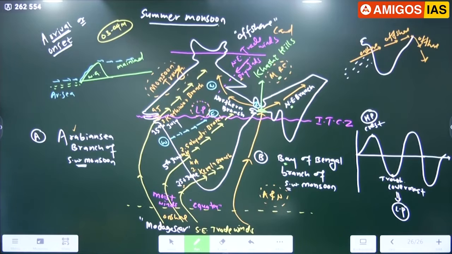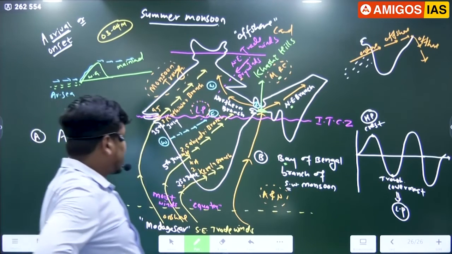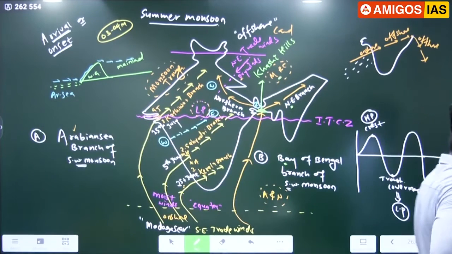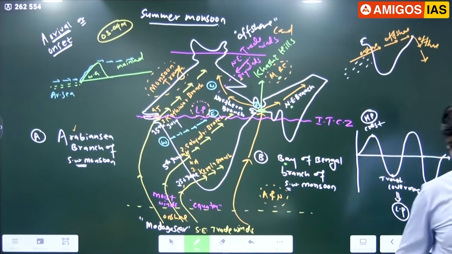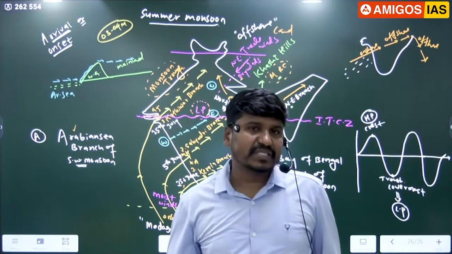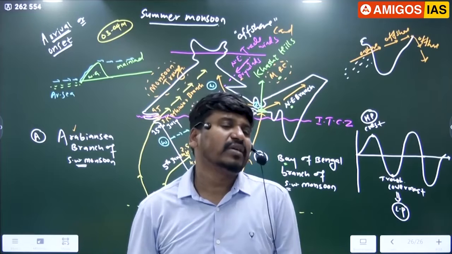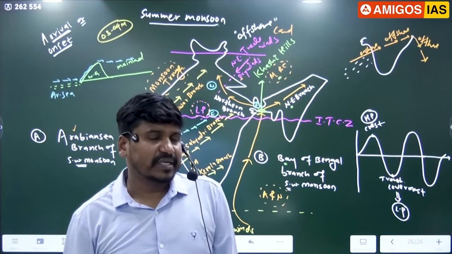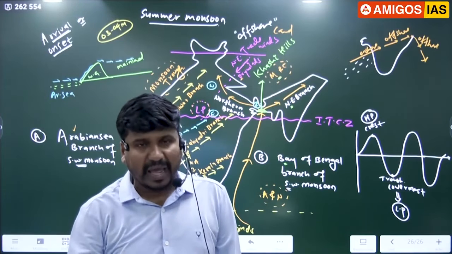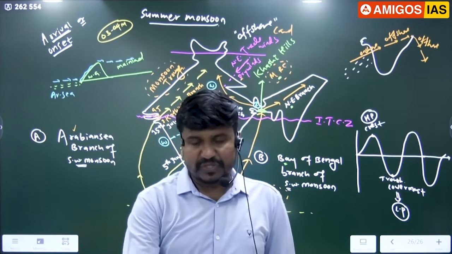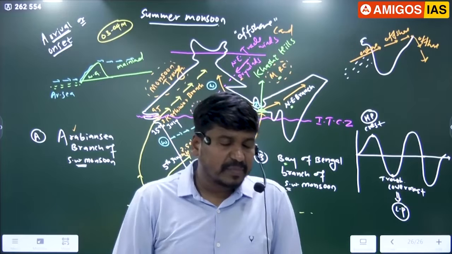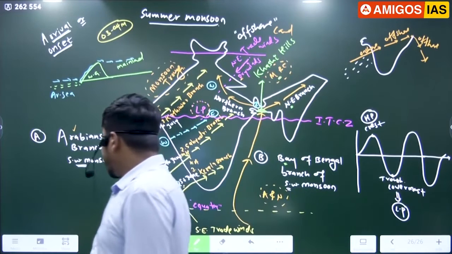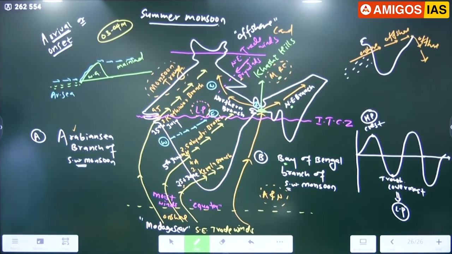And they travel above the Arabian Sea towards India. It is known as the Arabian Sea branch of the southwest monsoon. Right? Full stop.